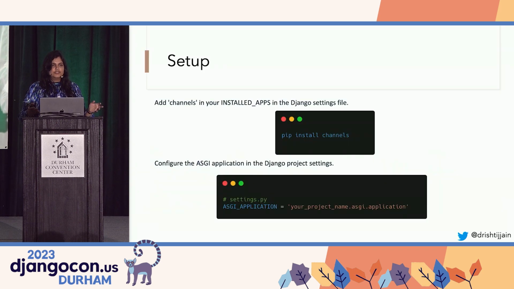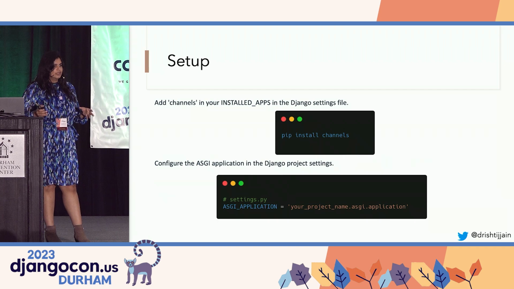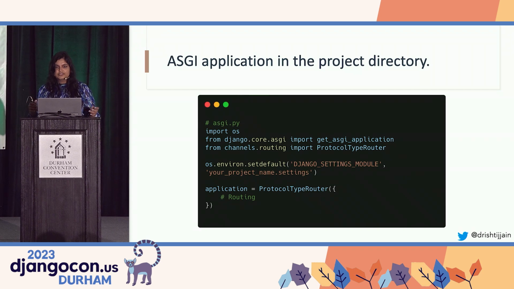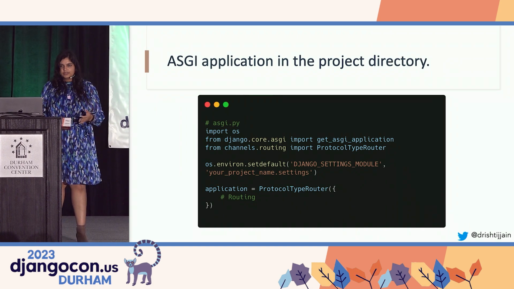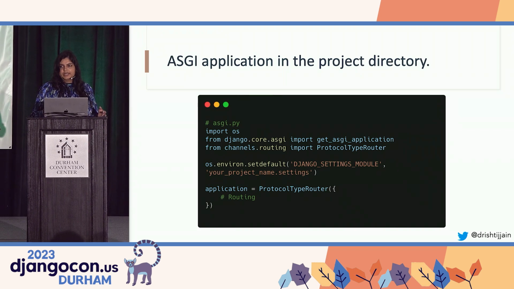So the first thing is you would pip install channels. You would configure the ASGI application in the Django project settings. Now the next part is your ASGI Python file. You would import the required libraries, and you would set your default settings. And the nomenclature I'm using in developing the application is so that if you try this back home, you can simply replace the project name with whatever project you're trying to build. And in your application, you would have a protocol type router. This is the way you would route your information. So all of your routing information goes inside this block.